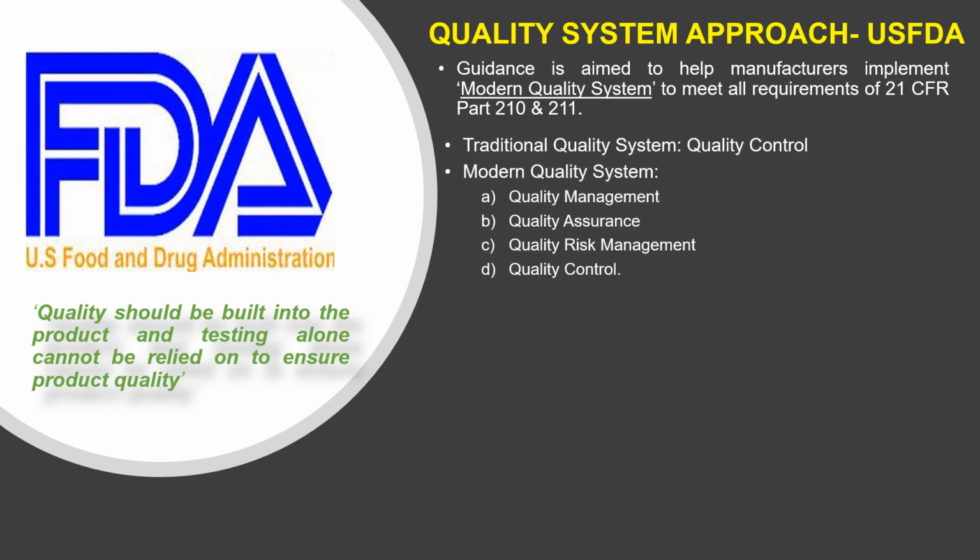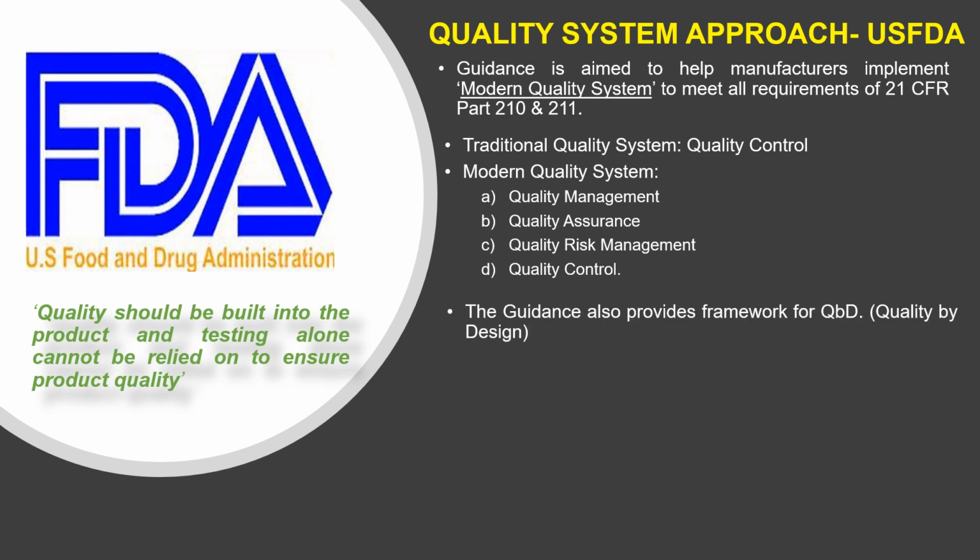This is because the traditional quality system was mainly dependent on the quality control aspect, while the modern quality system defined in this guidance lays emphasis on four important points. First, quality management. Second, quality assurance. Third, quality risk management. And fourth, quality control.